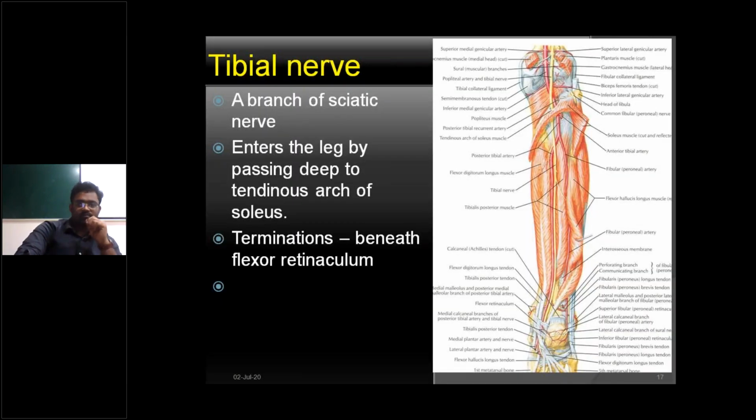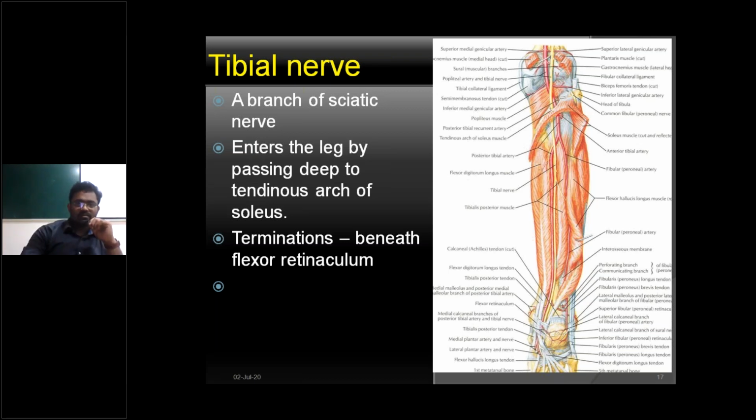First one, tibial nerve. All of you know the tibial nerve. Tibial nerve is a branch of the sciatic nerve. If you take the lumbosacral plexus, its largest branch is called the sciatic nerve. This sciatic nerve passes below the piriformis and enters the popliteal fossa. In the upper angle of the popliteal fossa, it divides into the tibial and common peroneal nerve.